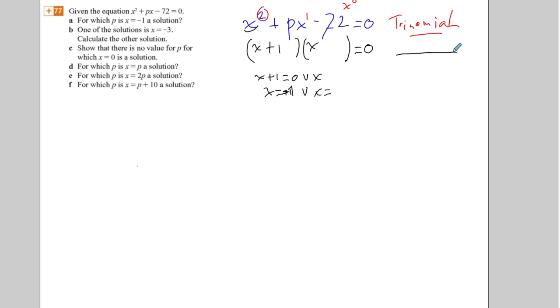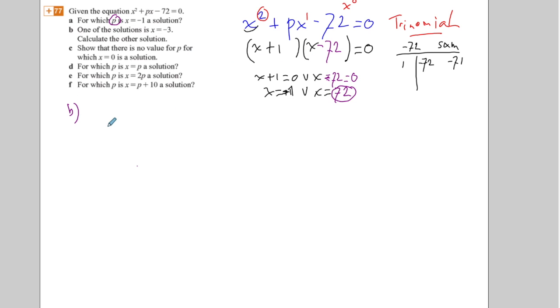And let's just make our table. My product is minus 72, and my sum, I'll have to find out. But if I know that one of my factors is 1, then I know this one needs to be minus 72, and my sum is minus 71. And then I can just complete it. x minus 72 equals 0, and x equals 72. So this is the answer for p. P in that case is 72.